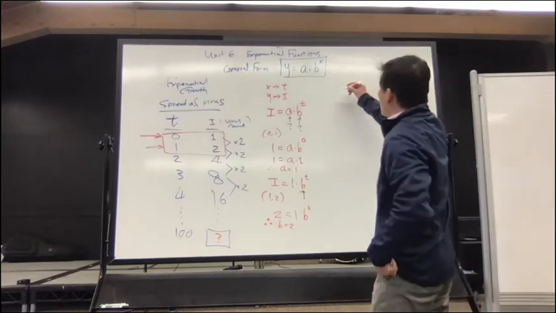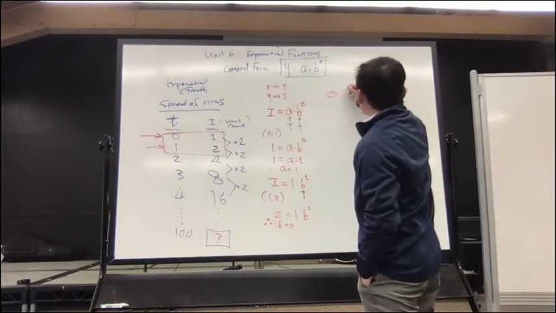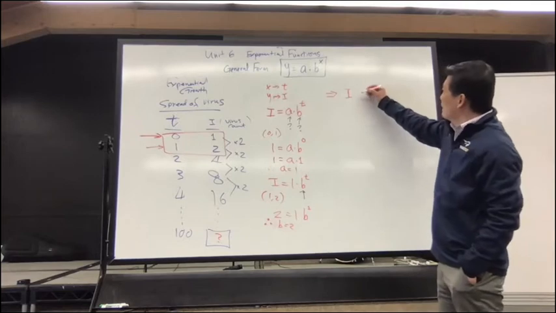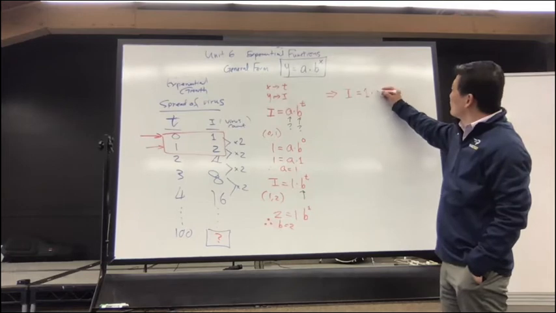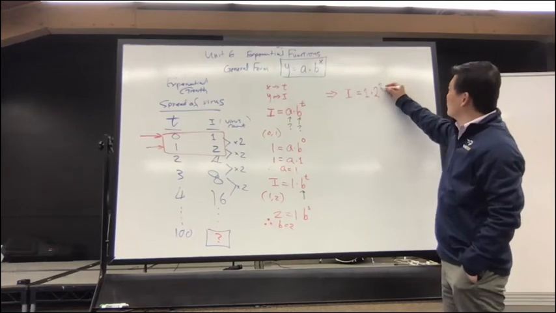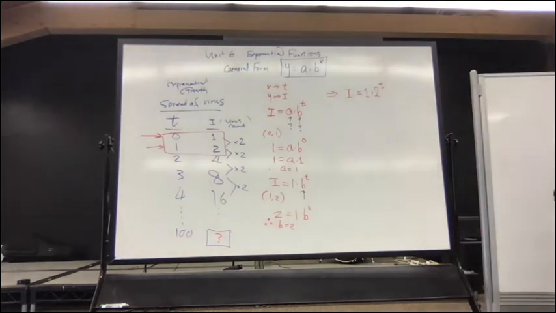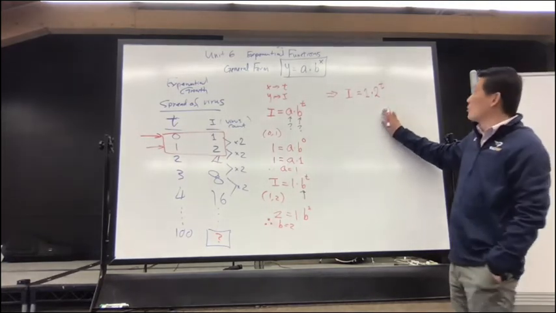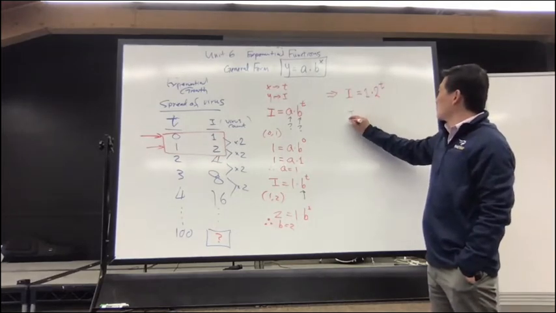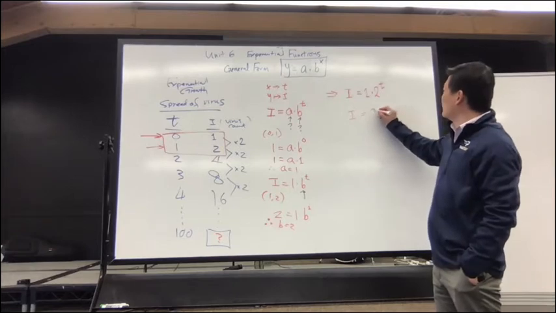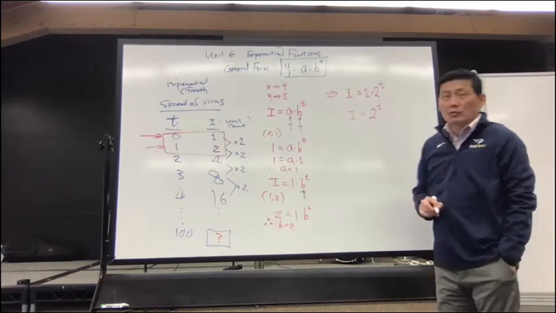So what does that mean? That means my equation is finally I is equal to A, which is 1, times 2 to the t. That makes sense, right? You actually don't have to write 1 times here because 1 is pretty obvious. 1 times anything is itself. So it's just I is equal to 2 to the t power.